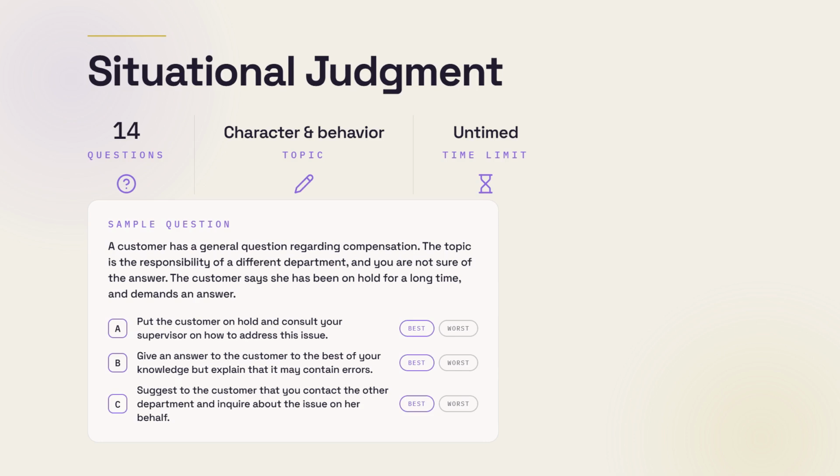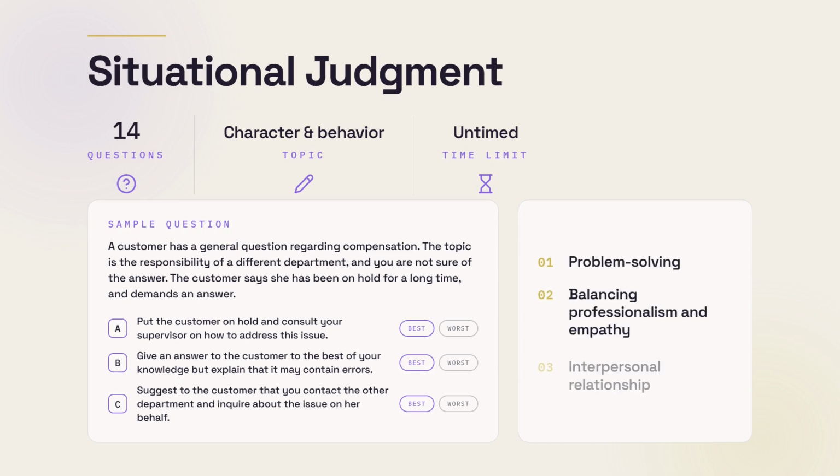The scenarios are going to try and evaluate your behavior at work based on 3 main criteria: problem-solving abilities, balancing professionalism and empathy, and interpersonal relationships. Some of the questions are very intuitive, and you're going to get them right if you have a shred of common sense, but others aren't. Here's an example.